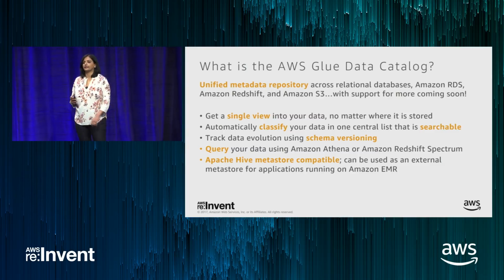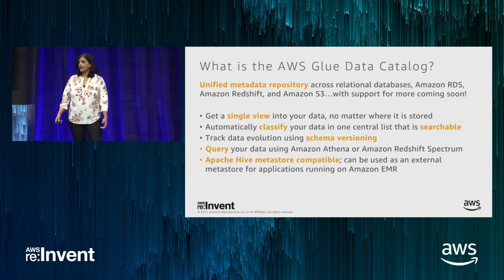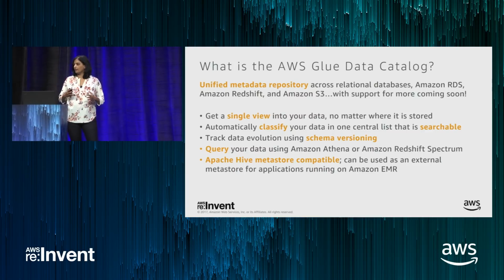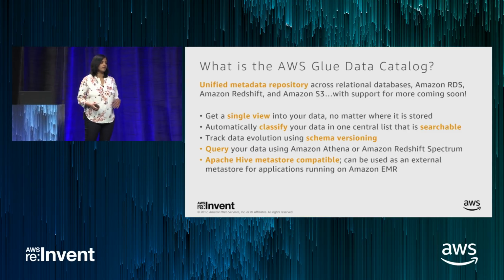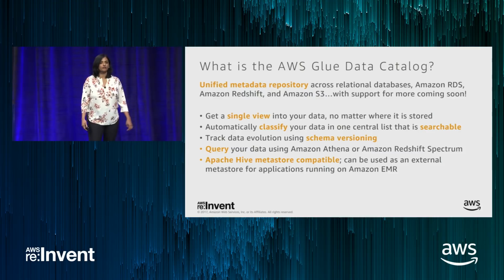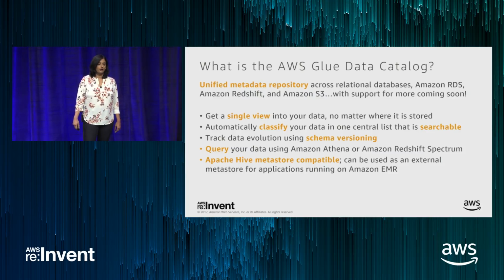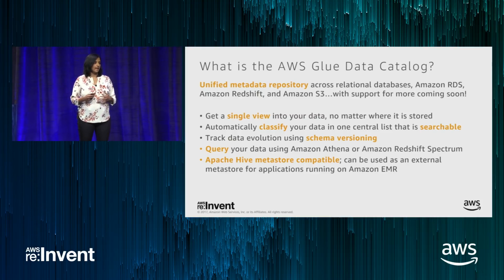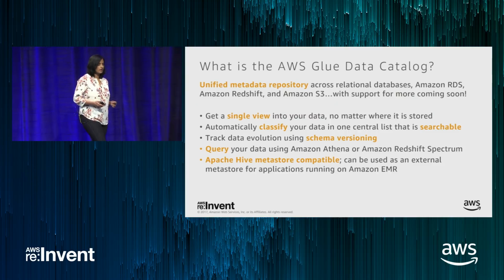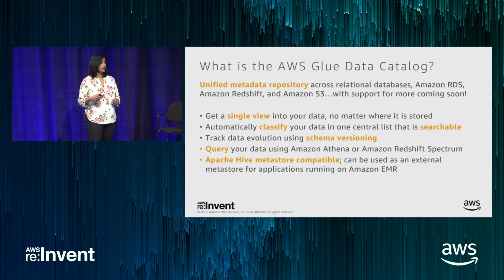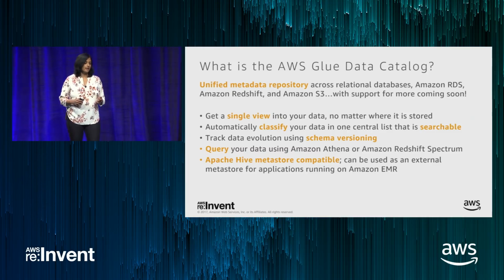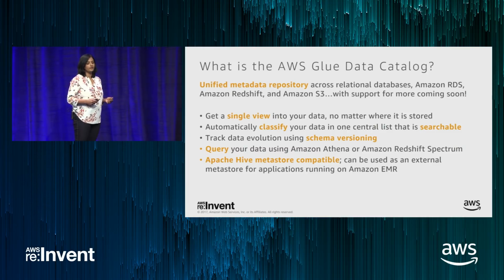So what is a data catalog? A data catalog is a list of your metadata. It provides you a unified list of your metadata no matter where your data is stored. Your data could be in Amazon S3. It could be in various different relational databases. It could be in your data warehouse on Amazon Redshift. It automatically classifies this data and categorizes it so that it's easily searchable. It tracks the data evolution by automatically versioning your schema definitions. And then it integrates with various different AWS services so that you can quickly query your data, and then you can do further analytics on Amazon EMR.